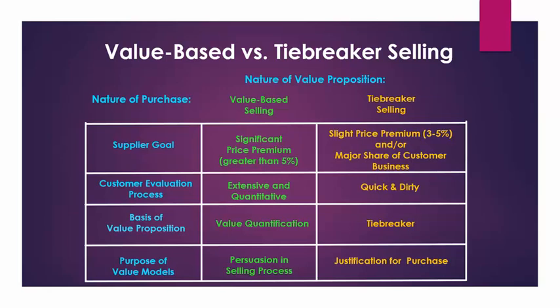Now, what's the difference between value-based selling and tiebreaker selling? Well, we're going to argue that value-based selling is most appropriate when you're dealing with strategic products, and that tiebreaker selling is going to be appropriate with non-strategic items. So value-based selling is not really that useful if you're selling a non-strategic item and vice versa. So how do I distinguish between the purchase and the situation?